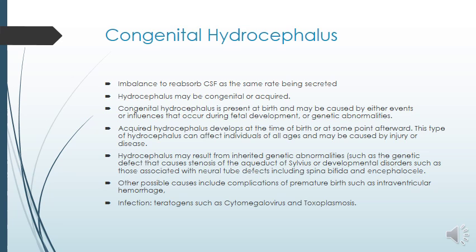It could also be caused by developmental disorders such as those associated with the neural tube defects, spina bifida, and encephalocele. Other possible causes include complications of premature birth, such as intraventricular hemorrhage. And then let's not forget the teratogens that we looked at in the TORCH studies, such as cytomegalovirus and also toxoplasmosis.